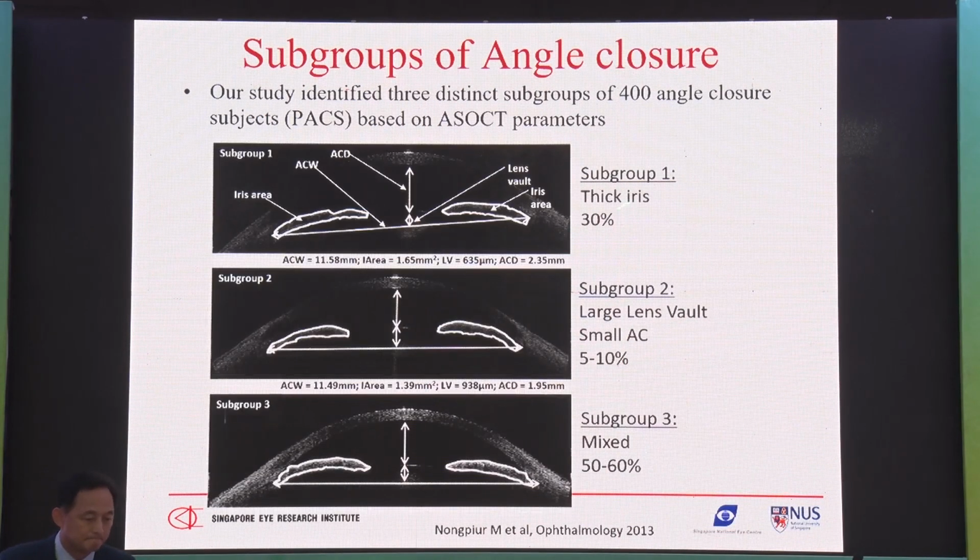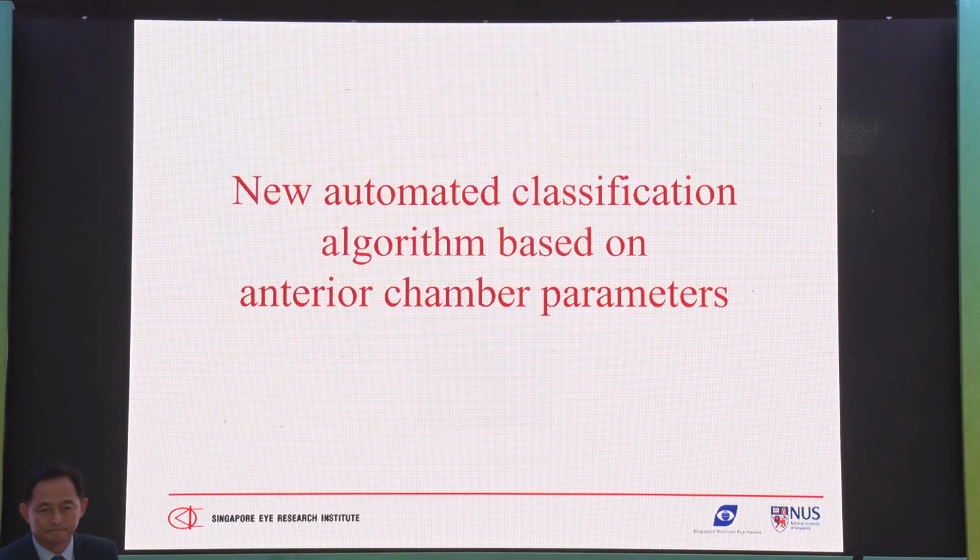And in Singapore, we found that there's one group with a thick iris and one group with a large lens vault and a small anterior chamber. But most people have mixed mechanisms in which it's difficult to tell exactly what is the main mechanism. It's probably a mixture of anterior segment as well as lens involvement.